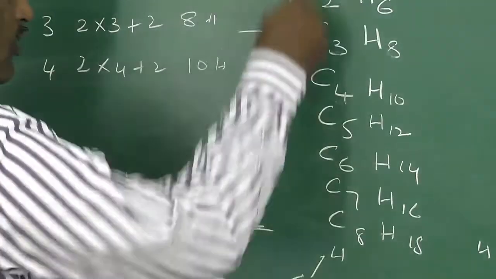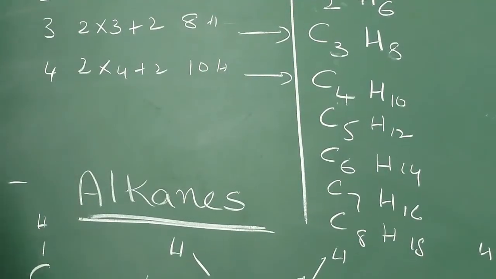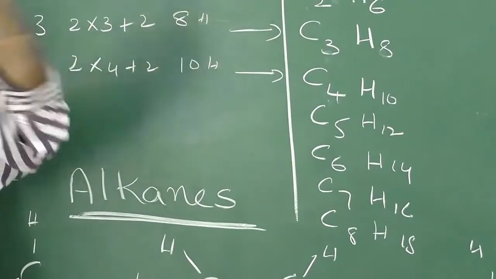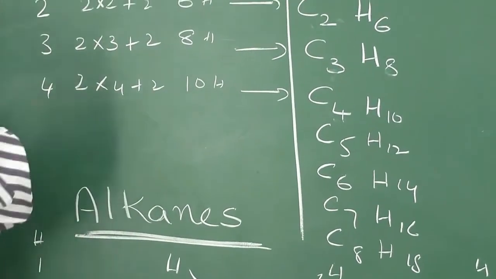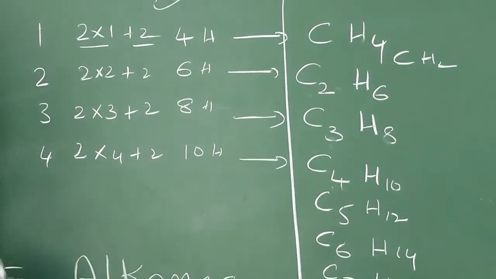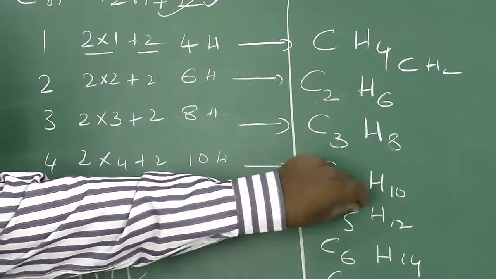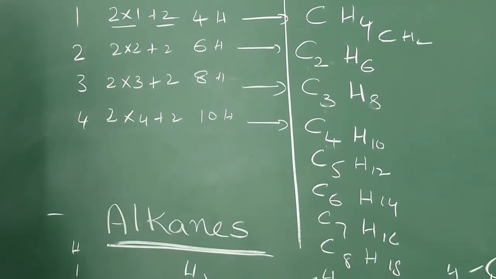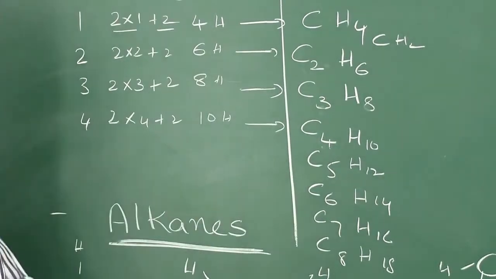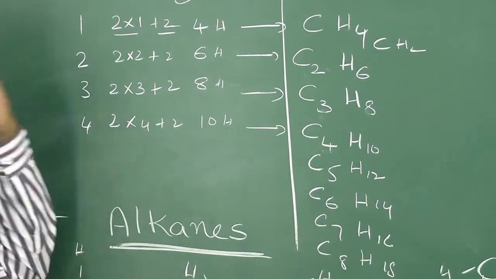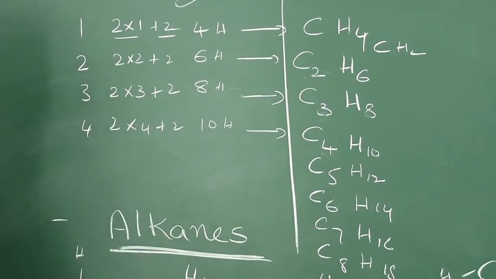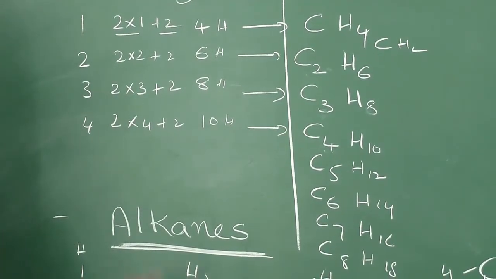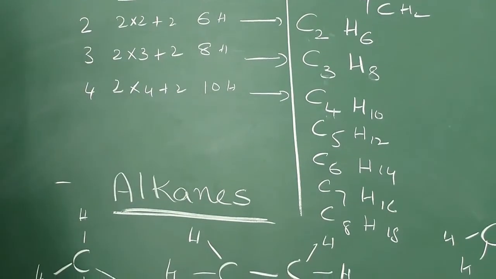So this series of compounds, which have the same general formula and where adjacent compounds differ by one CH2, is said to be a homologous series, and each compound present in this series is said to be a homologue of alkane. C3H8 is a homologue of alkane. C4H10 is a homologue of alkane. C7H16 is a homologue of alkane. That series is said to be a homologous series.